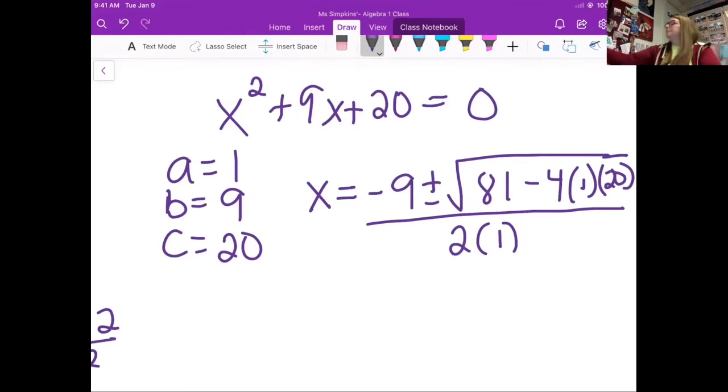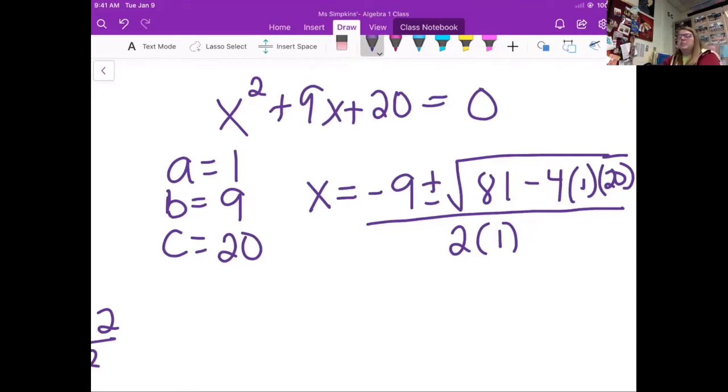Why is it 4? There's a proof that I could show you, but you're going to wonder what I just did. So just trust me. This is always going to be 4. That's in the formula, 4AC.